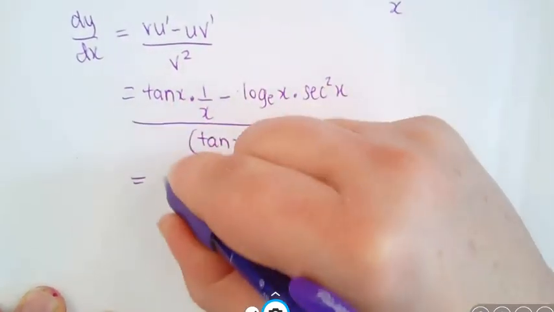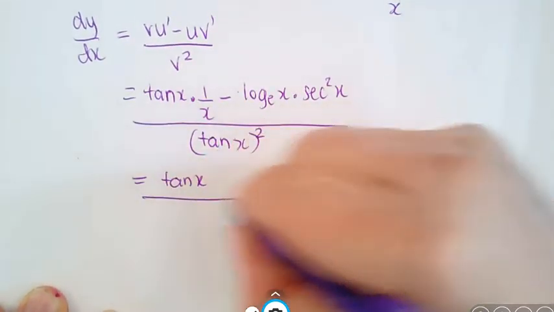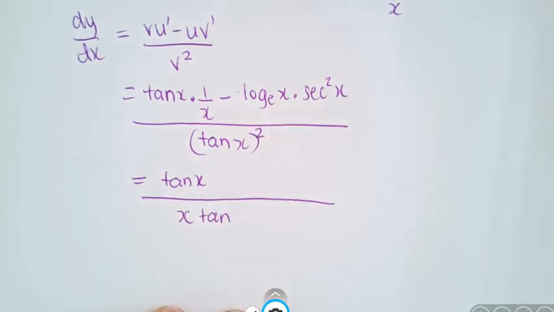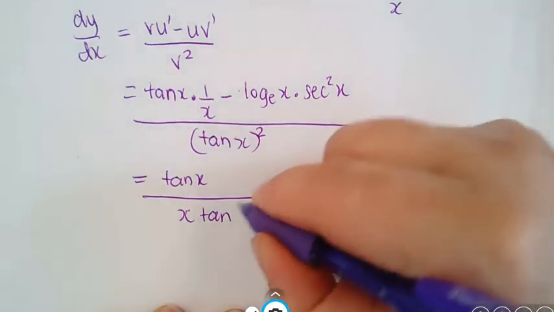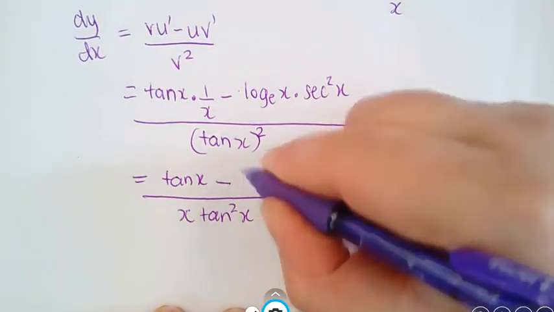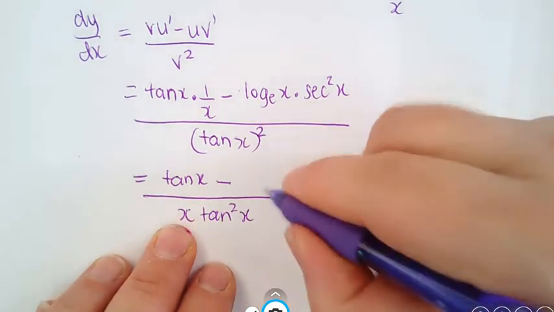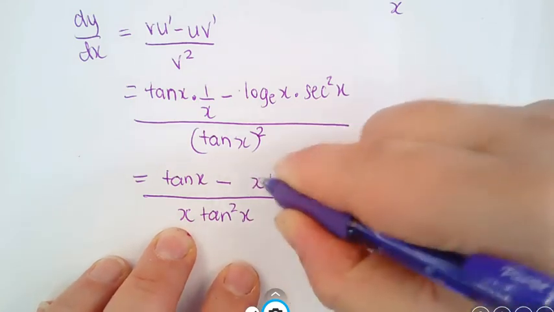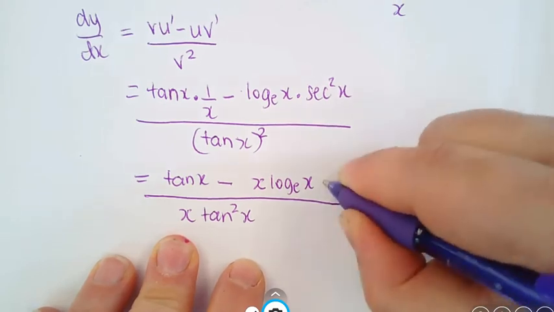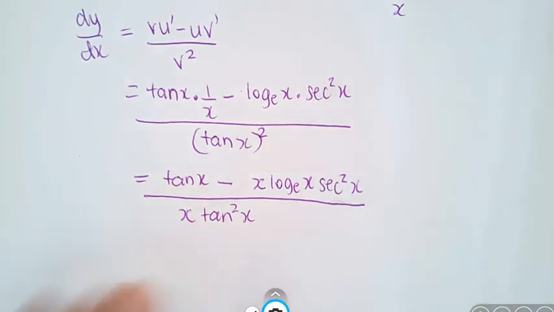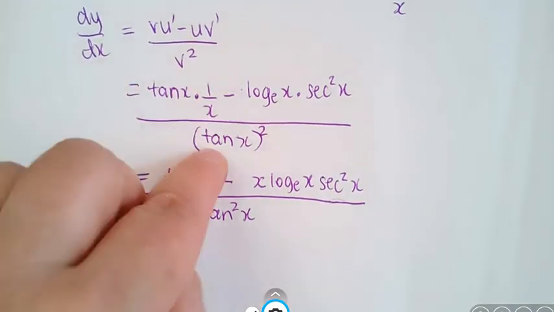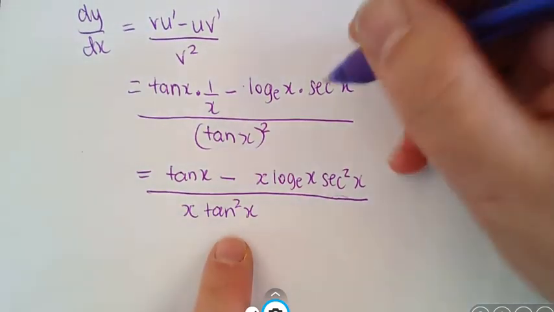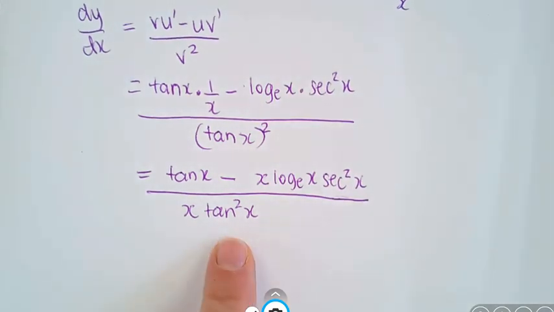So I've got tan of x over x. Now, instead of writing tan x squared, how do I write that? Tan squared x, good. Minus, now that the denominator's got an x in it, I have to balance back up with an x here. X times log to the base e of x times sec squared x. Because if you look at each term, yes, that's fine. And this second term, the x's cancel, and I still have that same term there.